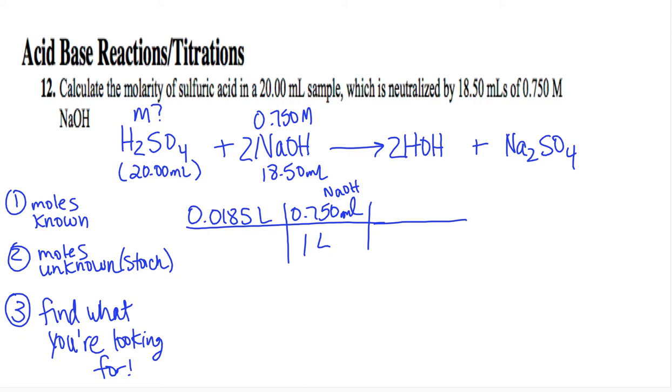Mole bridge, mole ratio. For every 2 moles of NaOH on the bottom, I have 1 mole of H2SO4 up top. So my moles of NaOH cancel, and now I'm in the moles of the unknown. The final step then is to find what you are looking for. We're looking for molarity. I'm in moles of H2SO4.